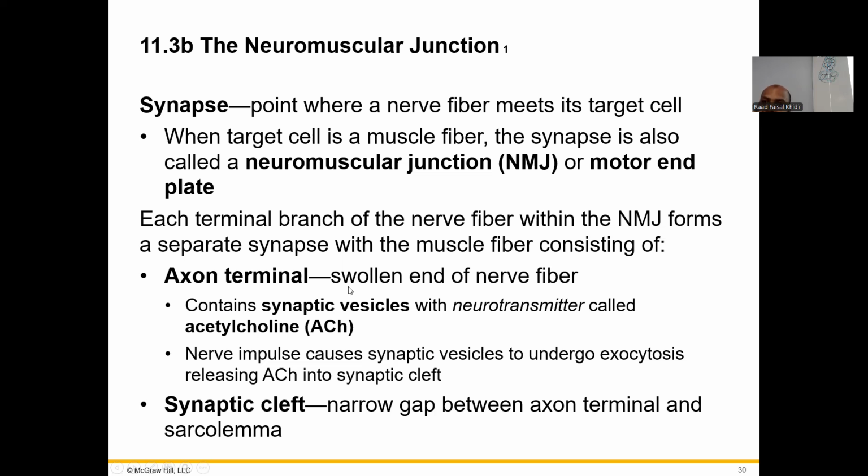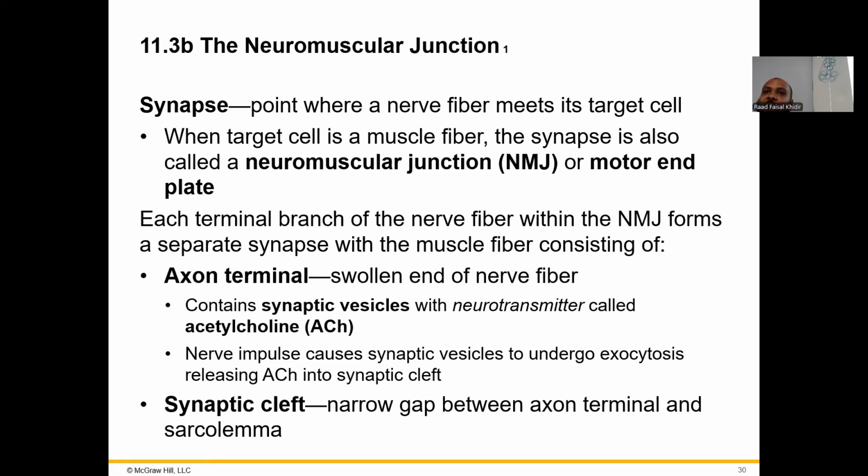Synaptic vesicles, meaning that they can go in the synapse. That's what they call them, synaptic vesicles, with a neurotransmitter called acetylcholine. So inside this synaptic vesicle, you have acetylcholine. The nerve impulse causes synaptic vesicles to undergo exocytosis, releasing acetylcholine into the synaptic cleft.